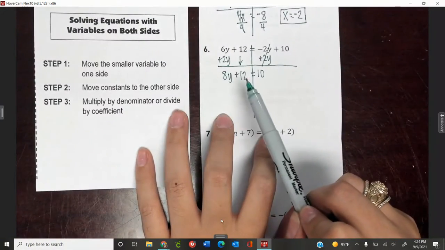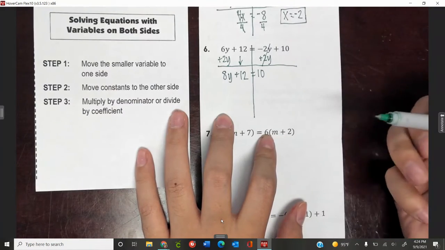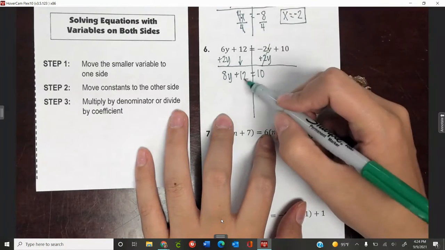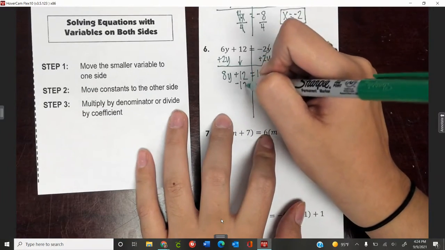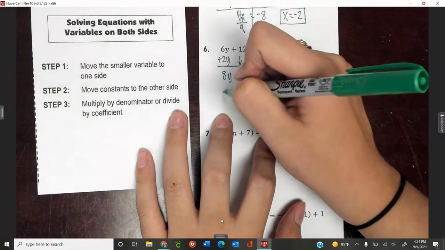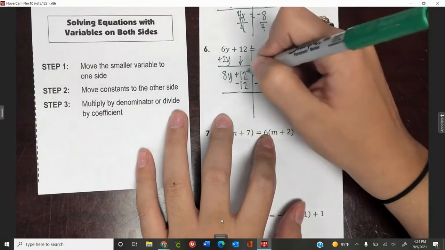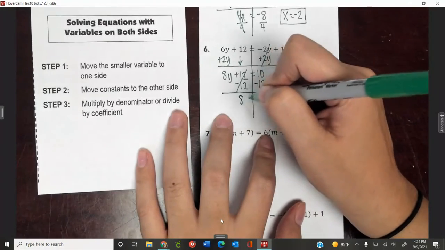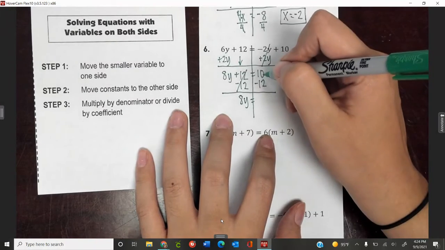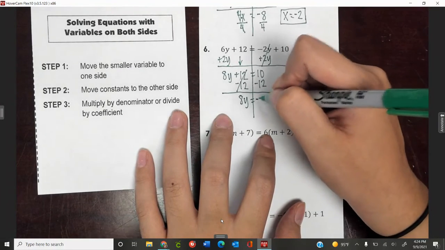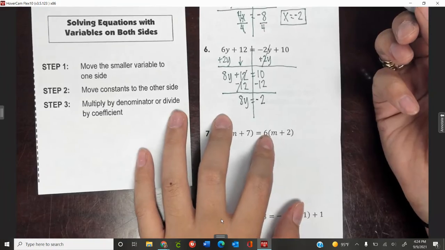Okay, so now we want to move our constants to the other side. So my variables are on the left, my constants need to be on the right. Right now my constant is 12 and it's being added to my variable. So to undo this, I need to subtract 12 on both sides. So here this cancels out. I'm left with 8y equals 10 minus 12, which is negative 2.